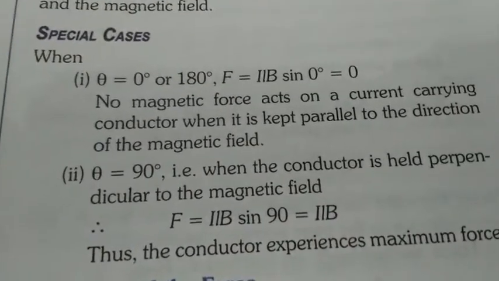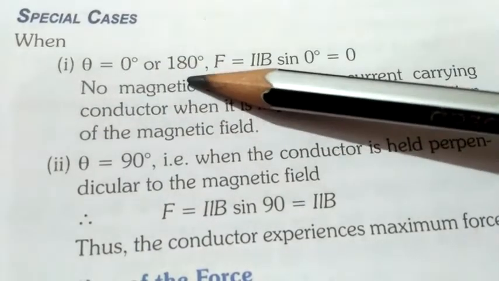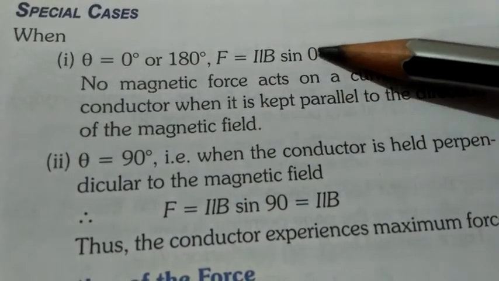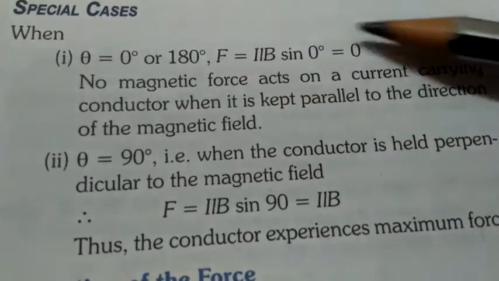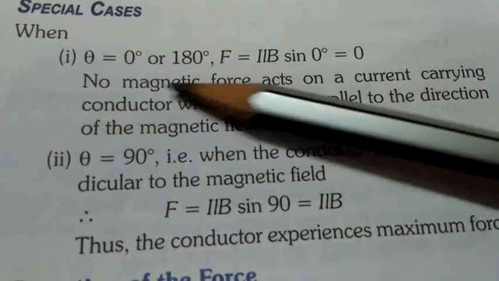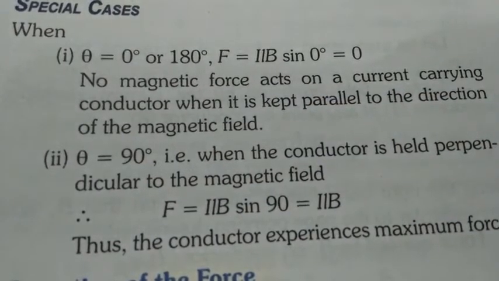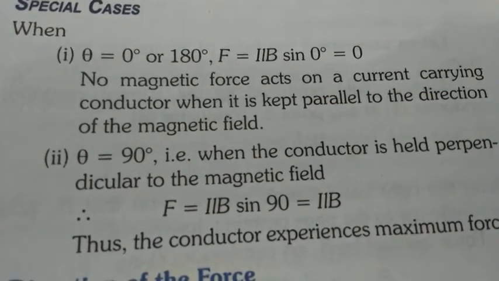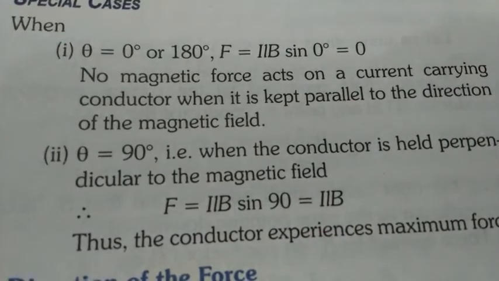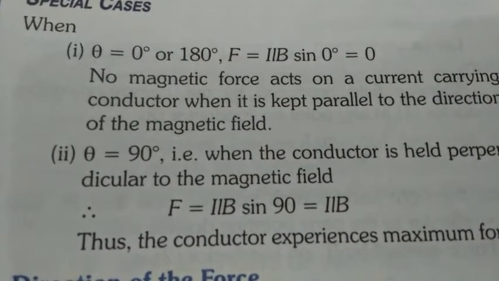Now let's discuss special cases. If theta equals 0 degree or 180 degree, when we put sine 0 degree or sine 180 degree, the whole force will become 0, because sine 0 is 0. That means at that time no magnetic force acts on a current carrying conductor when it is kept parallel to the direction of the magnetic field. If the conductor has the same direction as the magnetic field, the magnetic Lorentz force on it will be 0.